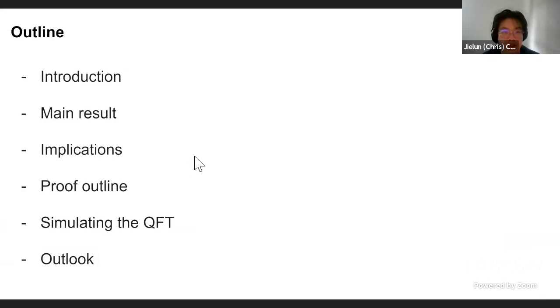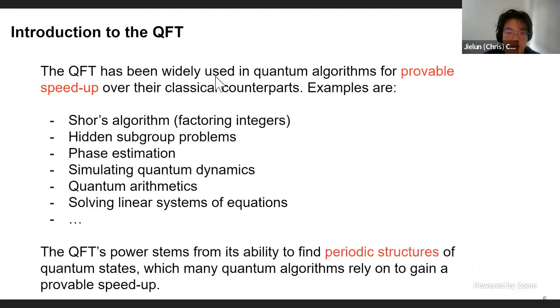So here is a brief outline. I will start with some introduction to the Quantum Fourier Transform and the related concepts. The Quantum Fourier Transform has been widely used in quantum algorithms for provable speedup over their classical counterparts. And as I said, the most famous example is Shor's algorithm for factoring integers, and there are a lot of other applications for fault-tolerant quantum computers. The Quantum Fourier Transform's power stems from its ability to find periodic structures of a quantum state, which many quantum algorithms rely on to gain a provable speedup.